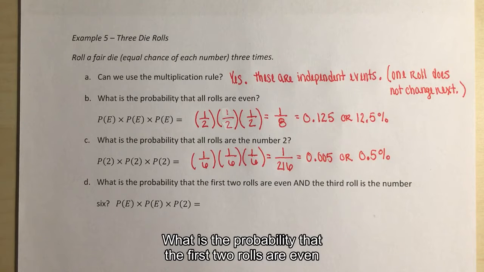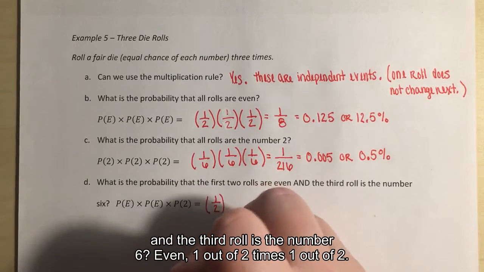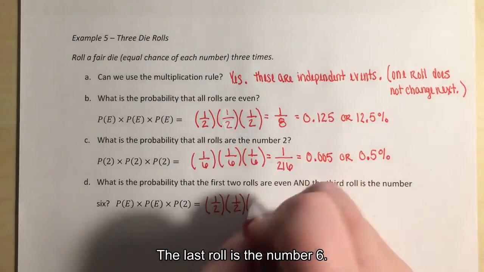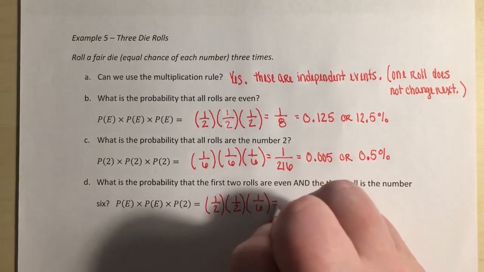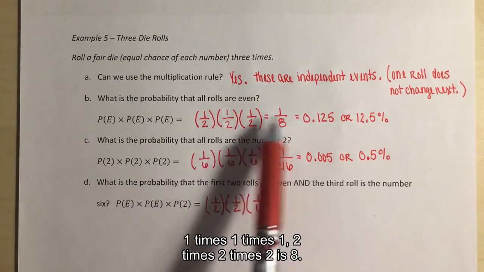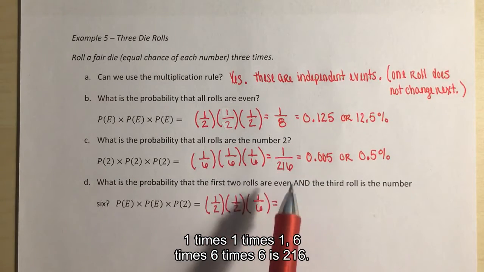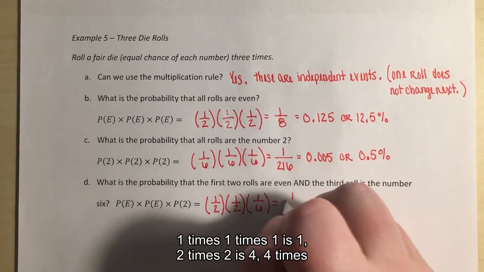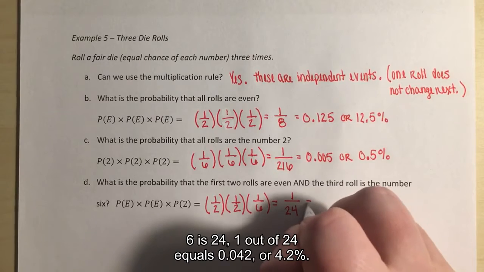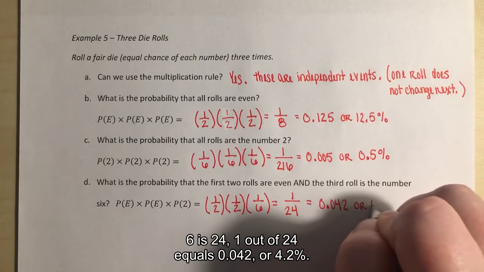What is the probability that the first 2 rolls are even and the third roll is the number 6? All right, well, even is 1 out of 2 times 1 out of 2. Right. The last roll is the number 6. We have 1 out of 6. And as we're going through, I probably should have mentioned this, I'm just multiplying straight across. 1 times 1 times 1, 2 times 2 times 6 is 24. 1 out of 24 equals 0.042 or 4.2%.